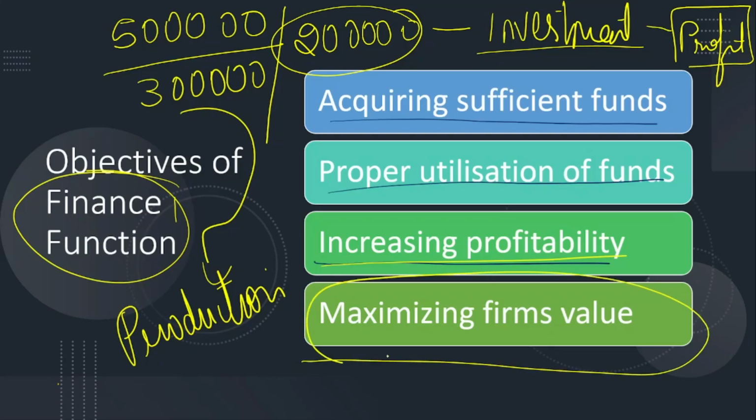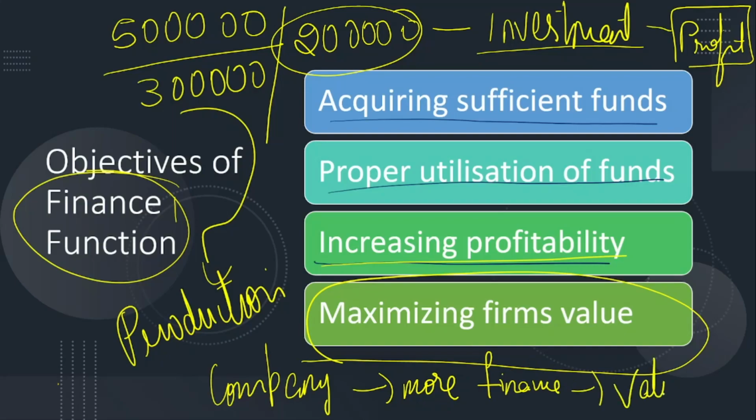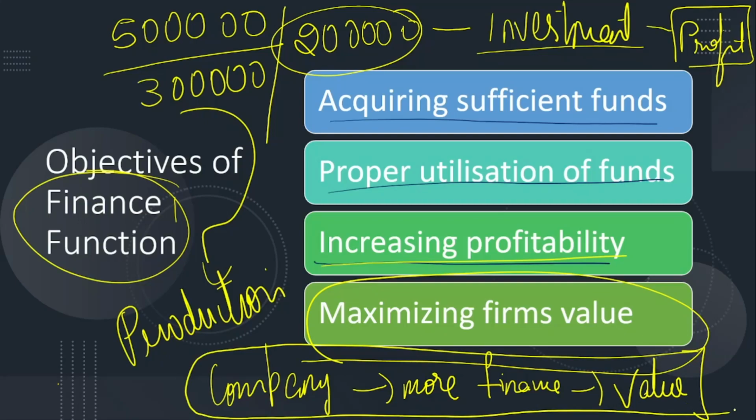maximizing the firm's value. If a company is having more finance with it, then the value of the company will also increase. Shareholders also will have certain confidence that yes, the company is having a huge amount of funds, so we may get more profit. That will be the mentality of shareholders, and they even come forward to invest in the company.